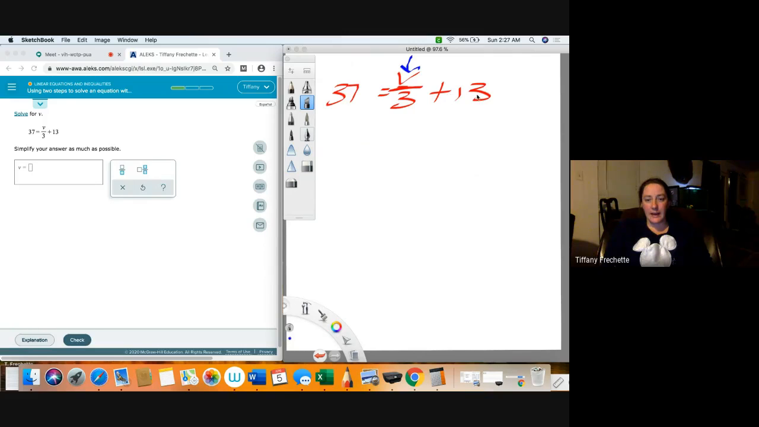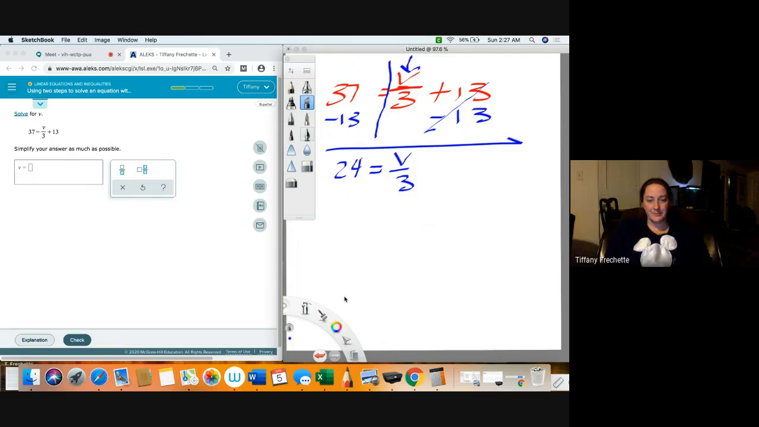So if I'm adding 13, I'm going to subtract 13 from both sides of the equal sign. I'm drawing that line just to make it clear that there's two sides. There's a left side of the equal sign and a right side of the equal sign. All right, so we have 37 minus 13, we get 24 equals, we're just going to bring v divided by 3 down. 13 minus 13 cancels out. Okay? So now we have v divided by 3 on the right side here.